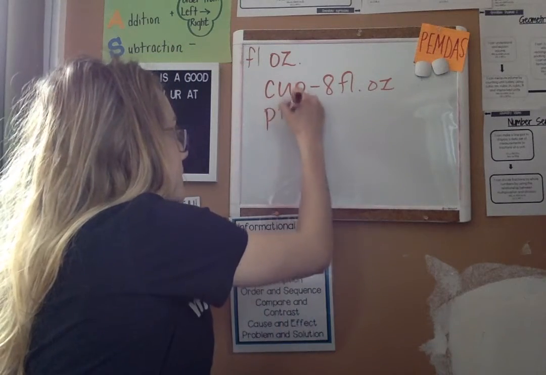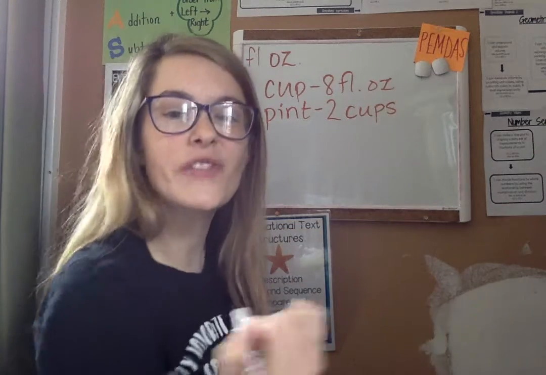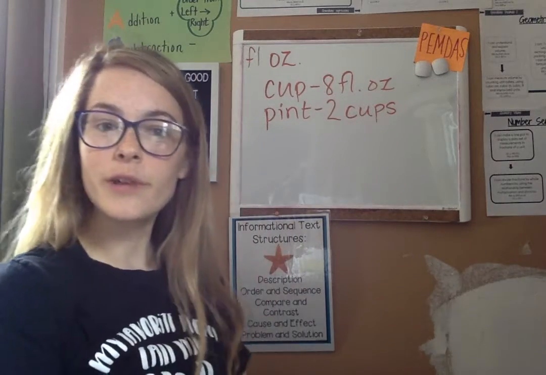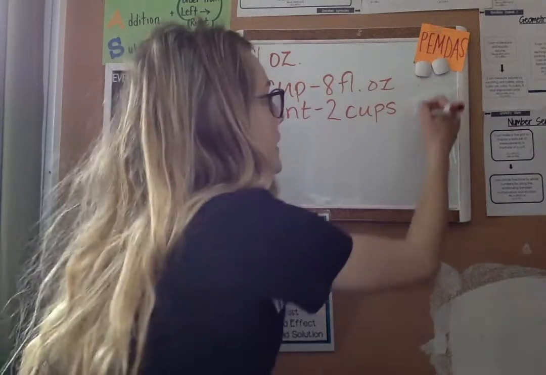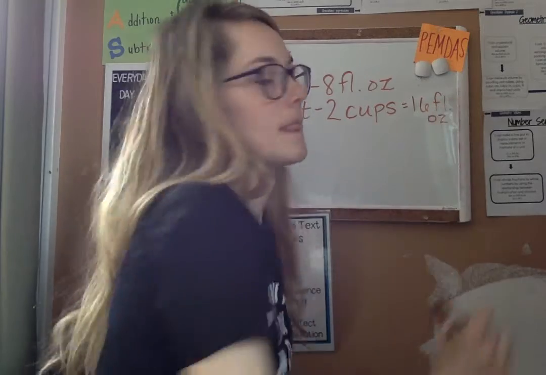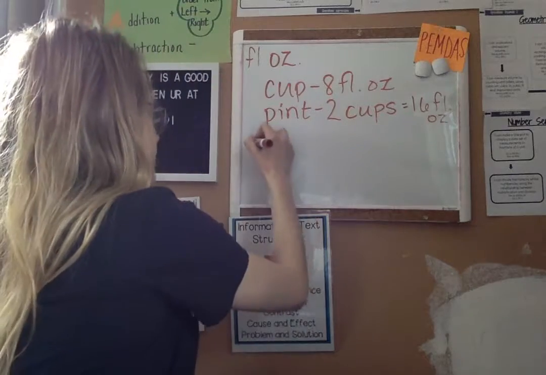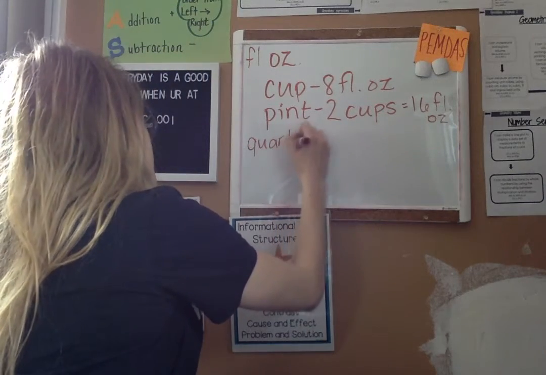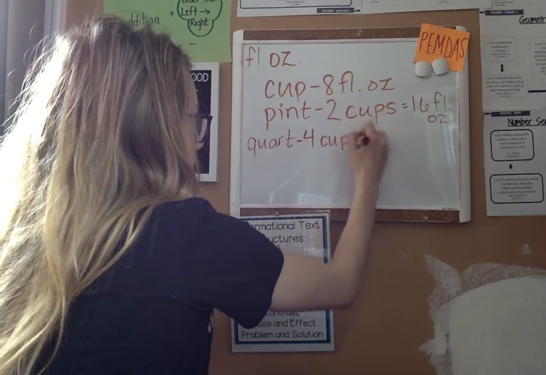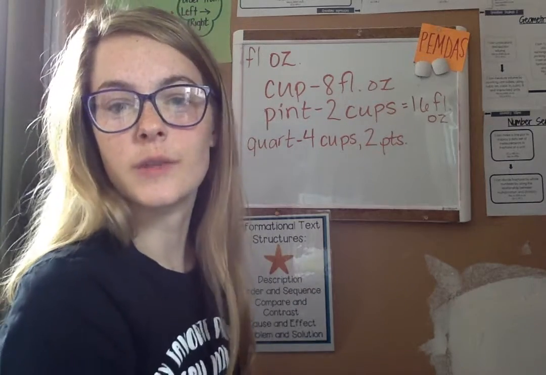The pint is 2 cups. So how many fluid ounces are in a pint if it's 2 cups? Wouldn't we do 8 times 2 to get that answer? We would. So it's 16 fluid ounces. The next one, after pint, is a quart. So a quart is 4 cups, 2 pints.